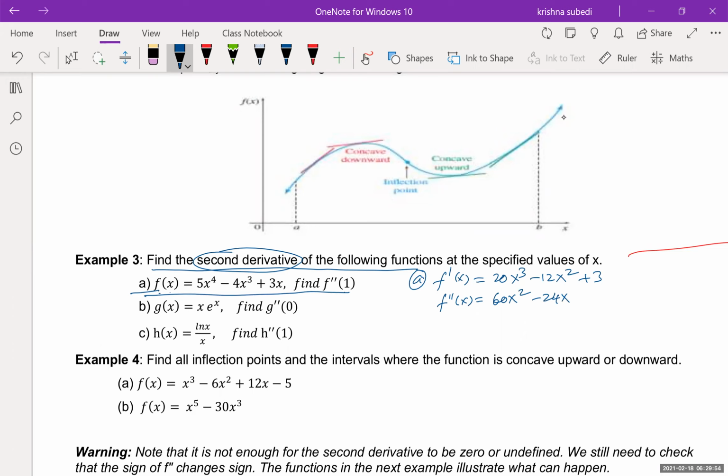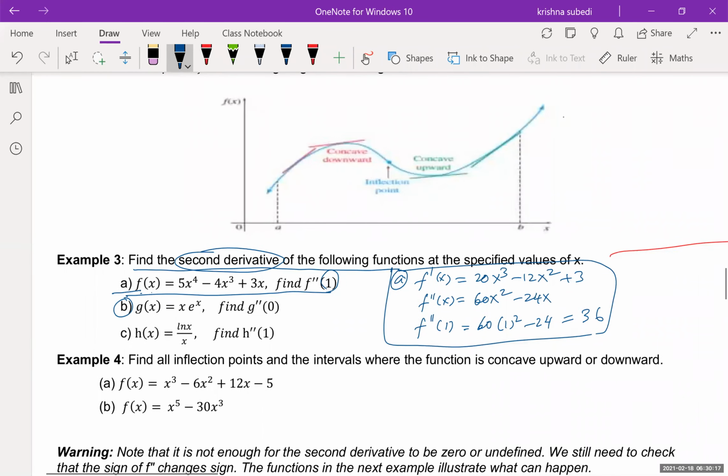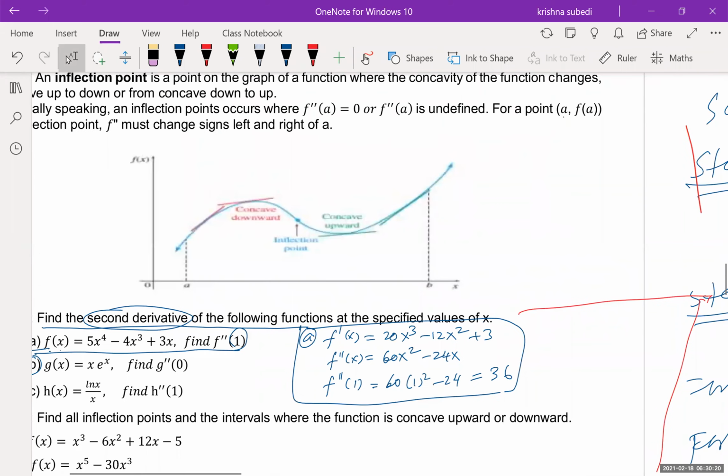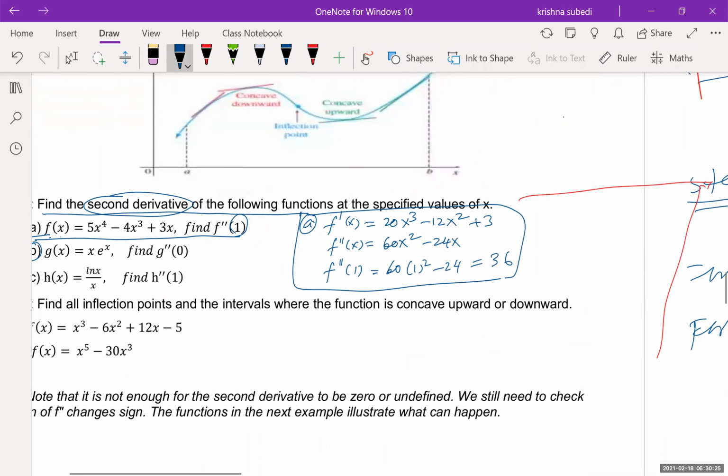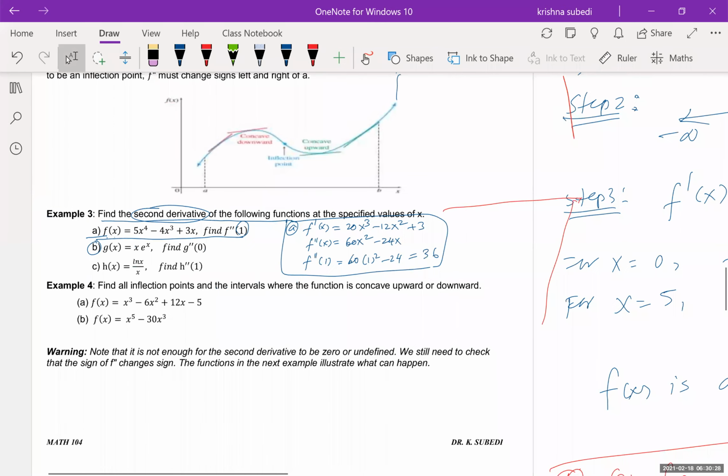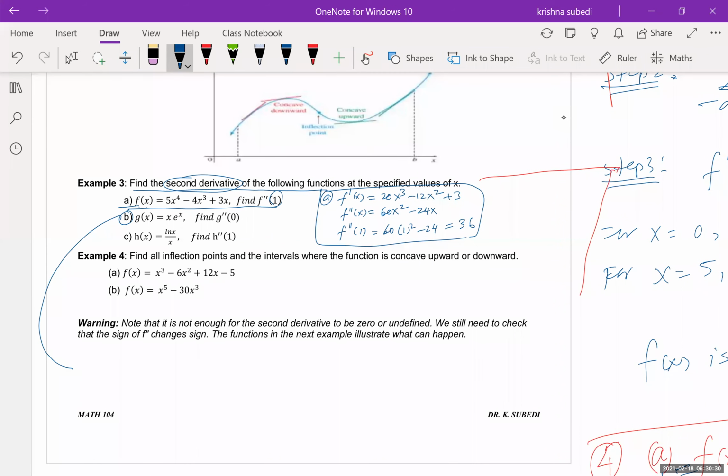Now we need to find the value at x equals 1. So you just find it at x equals 1, and that's going to give me 60 times 1 squared minus 24. And I think you know the answer, which is 36. Done. In the same way, I want you to try part B just for fun. Let me write part B somewhere here. I don't have a space there. Let's do part B here.